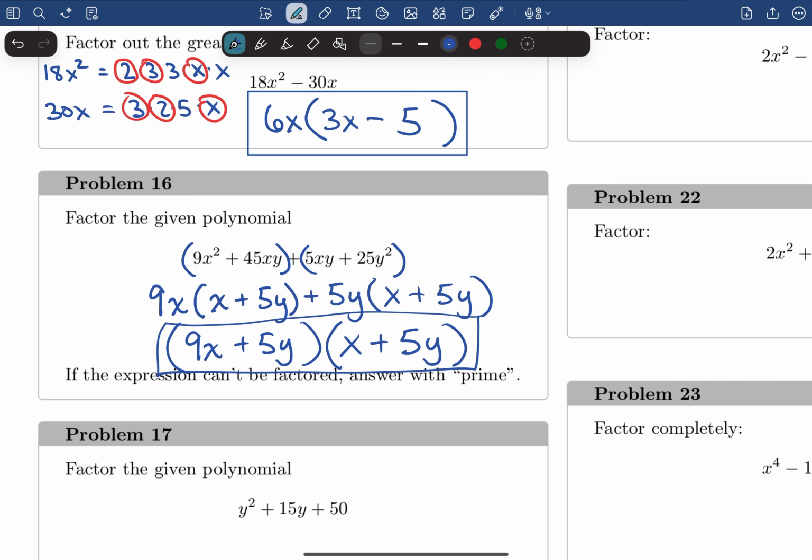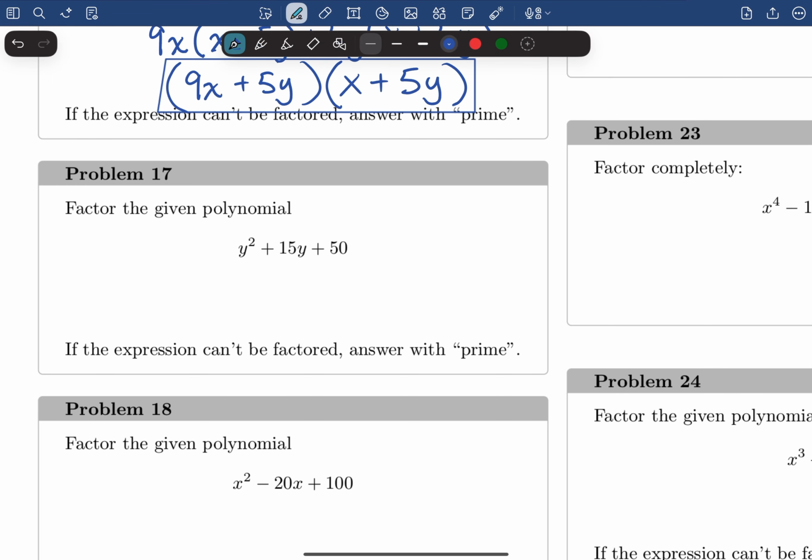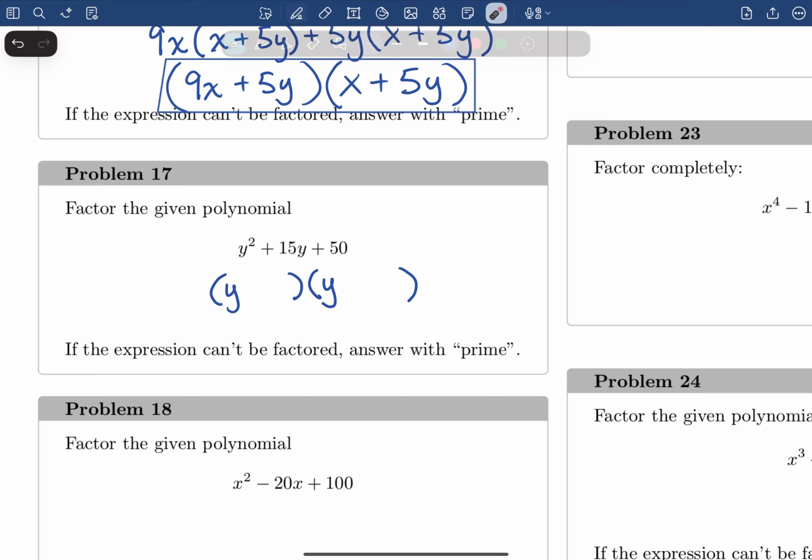So now let's move on to problem 17. Factor the given polynomial y squared plus 15y plus 50. Great. So when we factor a trinomial like this, we are going to factor it into two binomials, if it's possible. And we think, what goes at the start of the binomials? Well, this is a y squared leading term. So y times y will make the leading term y squared. So that's why I'm putting y here and here, because when I start FOILing, y will multiply with y to make y squared.